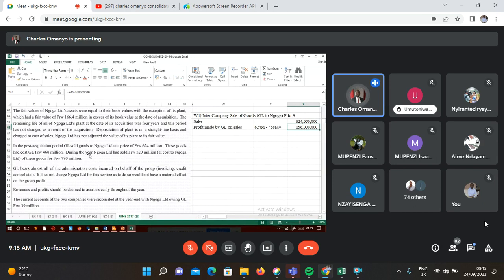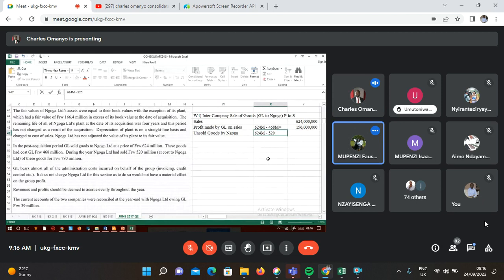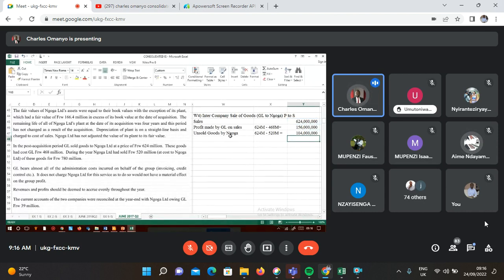Now, during the year, Ngonga Limited had sold 520. So, what are the unsold goods by Ngonga? It is 624 million minus 520 million. That was an important point I wanted to bring out. So that gives you 624 minus 520. It gives you 104 million.